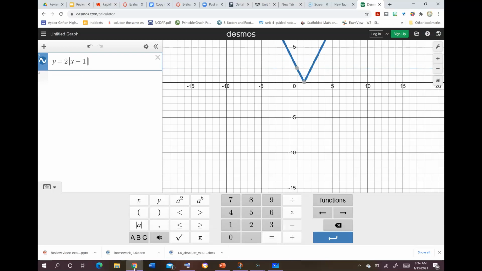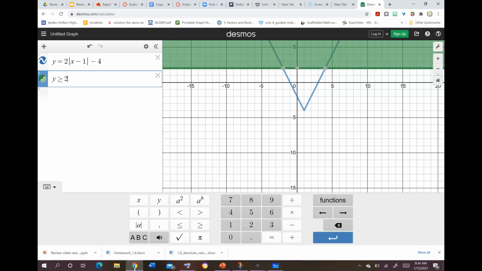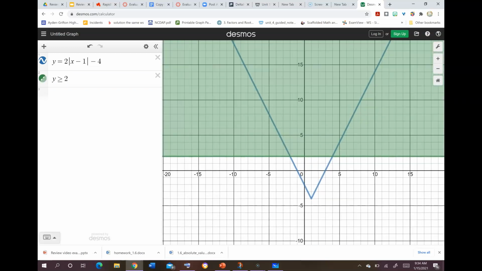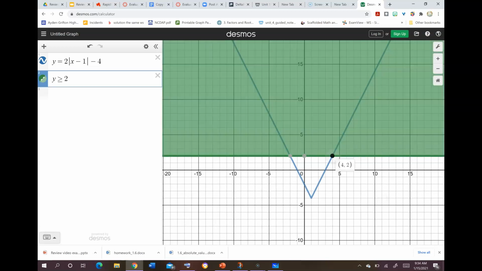And then that was a minus 4. And then my y's were greater than or equal to 2. Okay? All right. So if you look, I'm actually going to do that, and then I'm going to screenshot this so I can write on it.